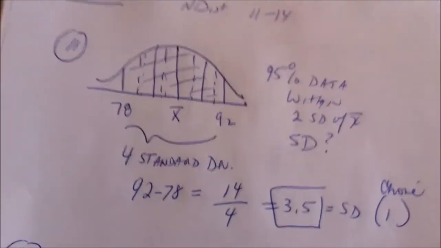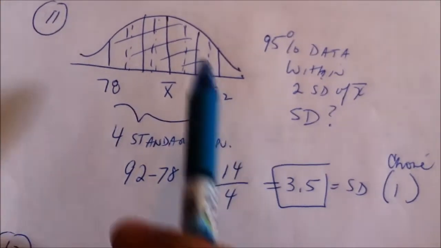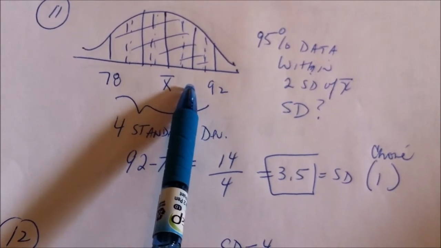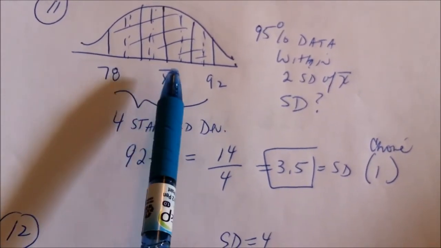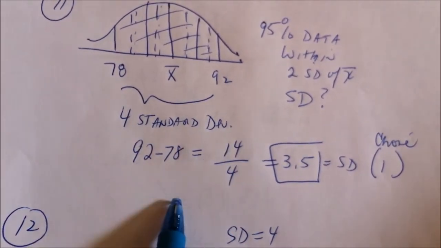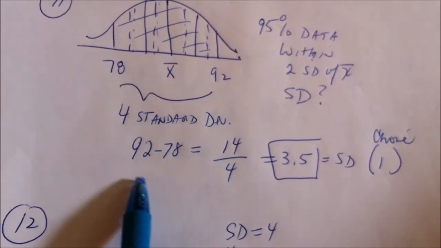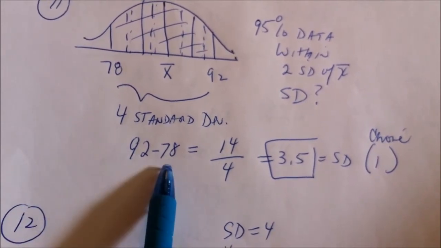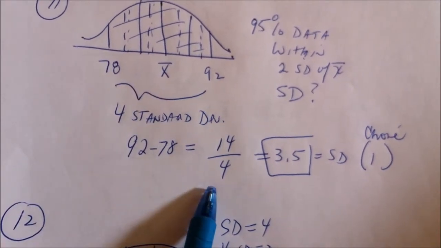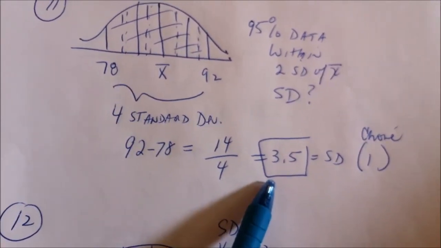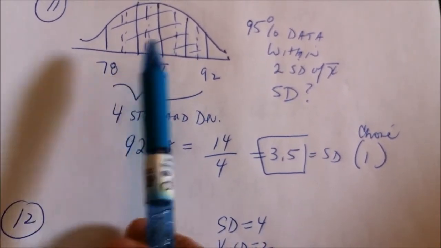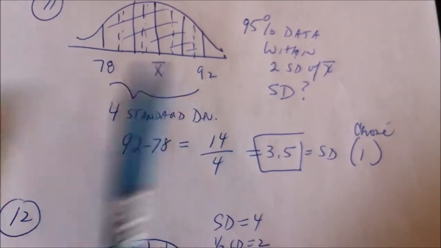In this particular question, number 11, it told you that this represents around 95% of your data, which means within 2 standard deviations. Now, within 2 is very powerful. It means 2 to the left and 2 to the right, which is a total of 4 standard deviations. So if I take the range, which is the distance between 92 and 78, or 14, and I divide by the total number of standard deviations, 4, that will give me what each one of them is. If you wanted to check this, your answer is 3.5. If you keep adding 3.5 as you go to the right, it will bring you to 92.